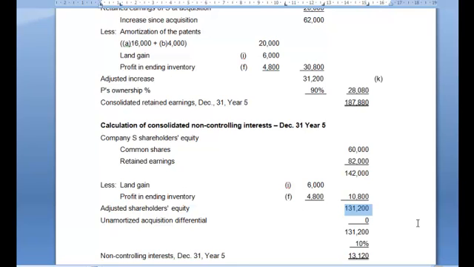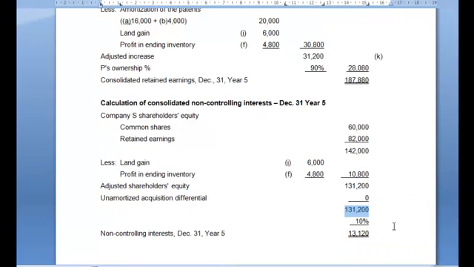Now we said that it's that book value of the sub, which is the shareholders' equity, the book value of net assets, right? Plus the unamortized acquisition differential. But don't forget, by the time you get to year 5, that acquisition differential of $20,000 has been fully amortized, right? It went from year 1 to year 5 inclusive because the patent had a 5-year life. So it's been fully amortized. So now we're going to get $131,200 as the book value of net assets of the sub, adjusted for any of these amounts that we can't take into our consolidated balances, and we're going to take 10% of it. So we'll get $13,120 is our ending balance of NCI at the end of year 5.